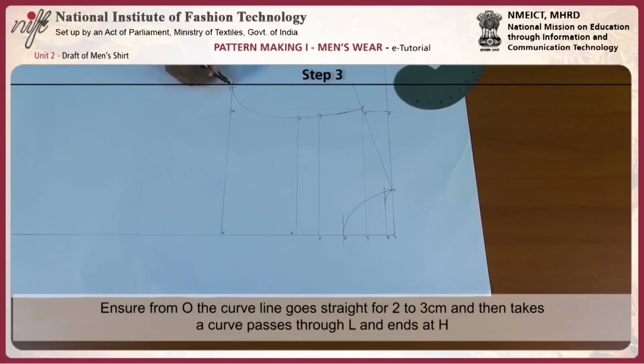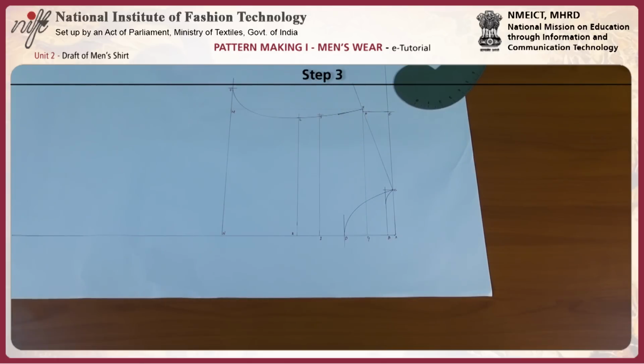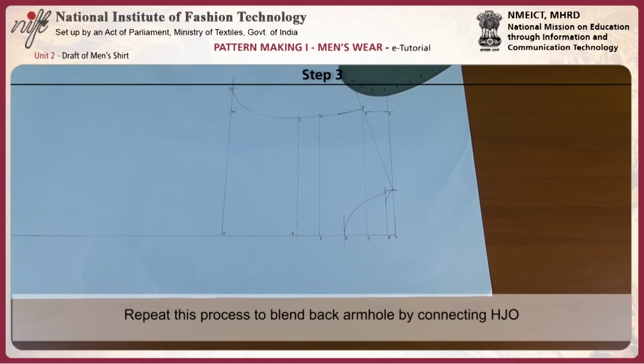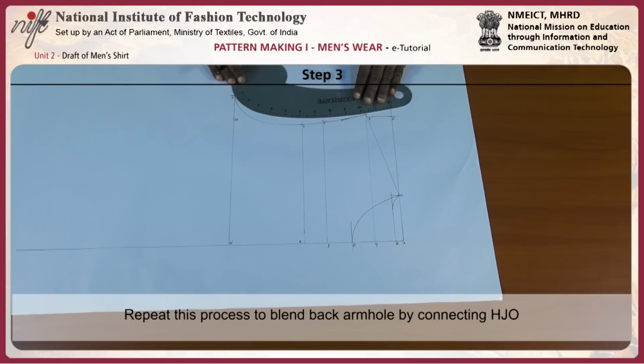Please ensure from point O the curve line goes straight for 3/16 inch or 3 centimeters, then takes a curve and passes through L and ends at H. Repeat this process to blend the back armhole, by connecting points H, J and O.